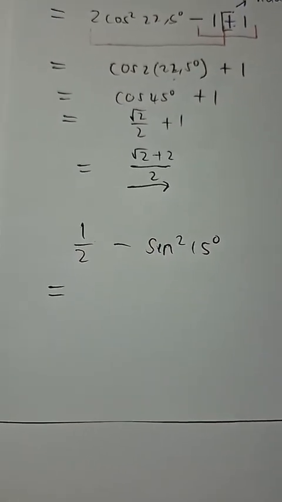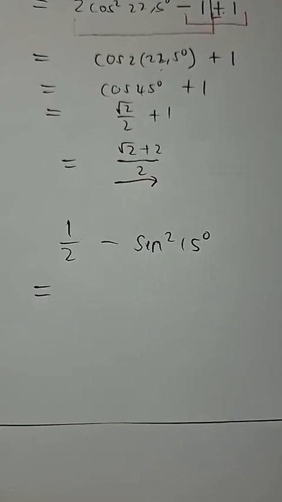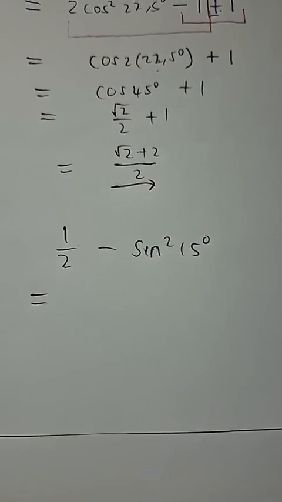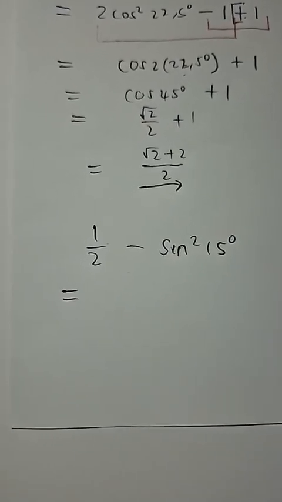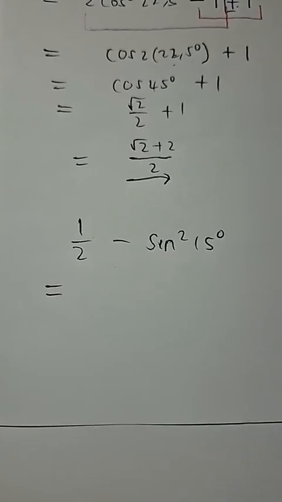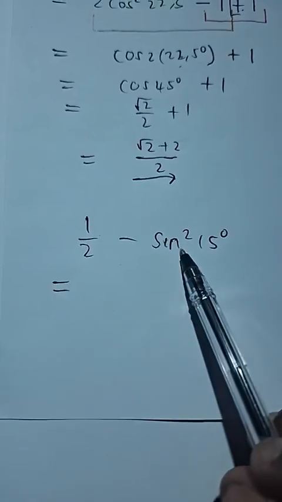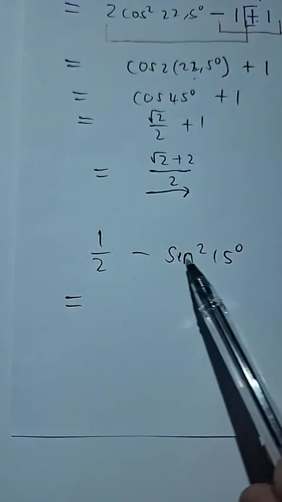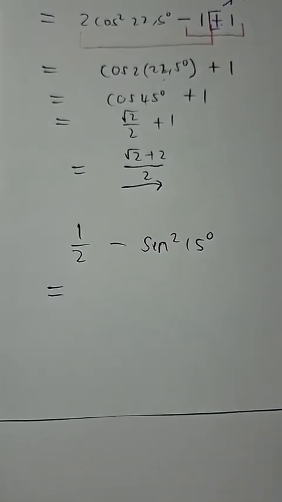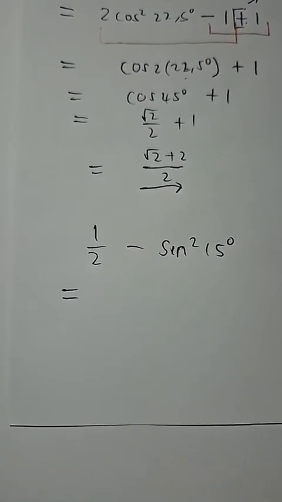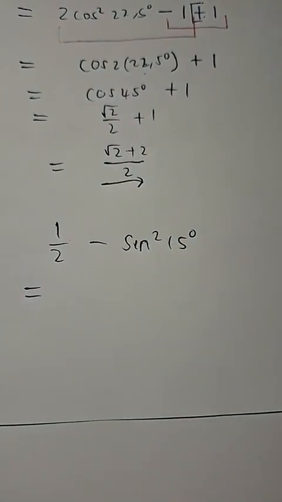Half minus sine squared 15 degrees. So let's look at this particular question. If you look at this one, it kind of gives you those vibes of a double angle. If you had the double angle, it would be cool, but you can see we don't have that here. Obviously, there are things that ought to be done.